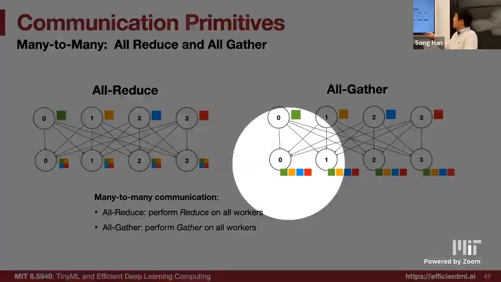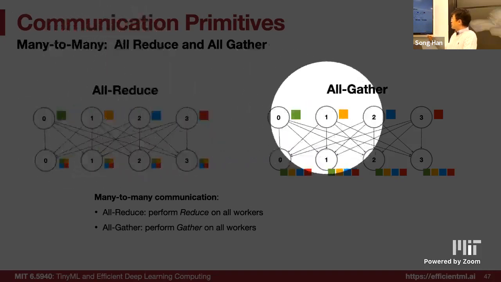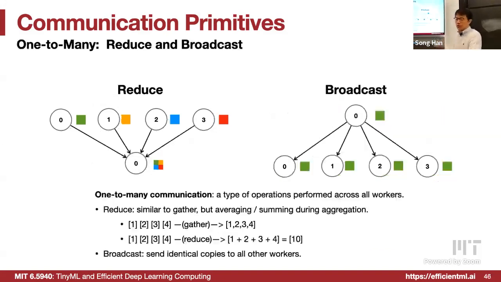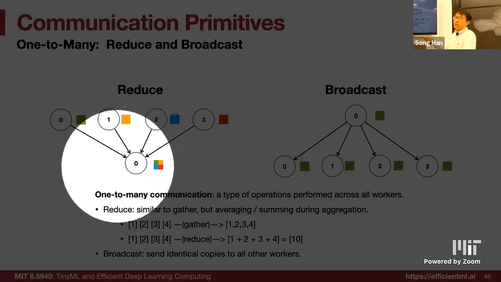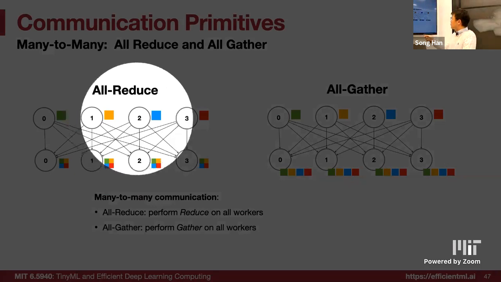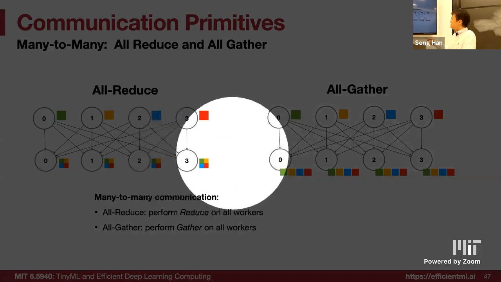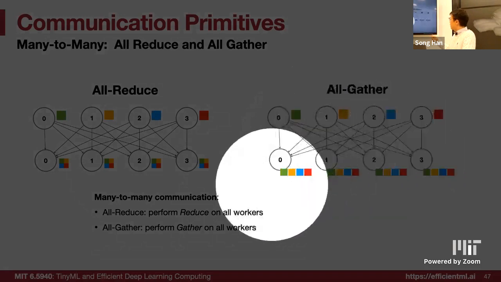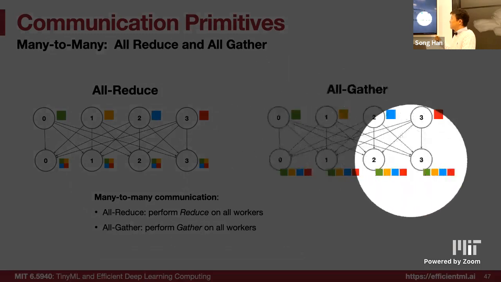Finally, we have this many-to-many operation. So this is all reduce, this is all gather. Okay, so all reduce will perform a reduce operation on all the workers. So if you look at all reduce versus reduce, reduce is basically working on one receiver. But for all reduce, you're performing reduce on all the workers. Reduce on 0, reduce on 1, 2, 3. Okay. And similarly, the all gather operation is to perform gather on all the workers. Gather on worker 0, gather on worker 1, gather on worker 2, gather on worker 3.